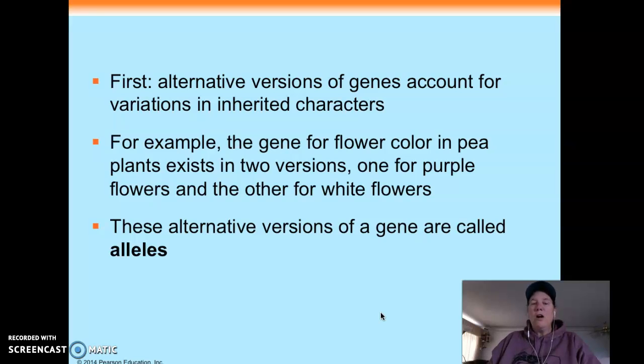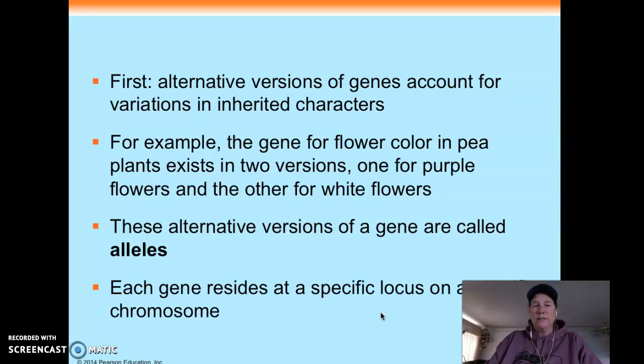So what he called the 2 characteristics, if they only had 2, he called them alleles. Actually, now we do more than that, because for your blood type, there's 3 alleles. There's A, B, and O, okay? So sometimes you have more than that, but he called them alleles. The alternate gene versions are called alleles, okay?